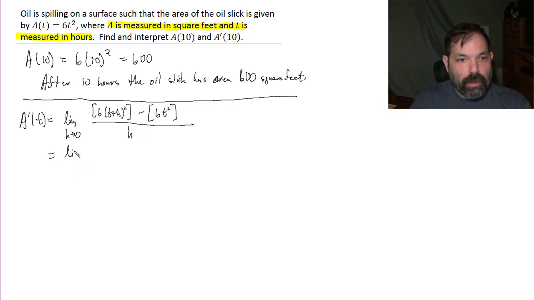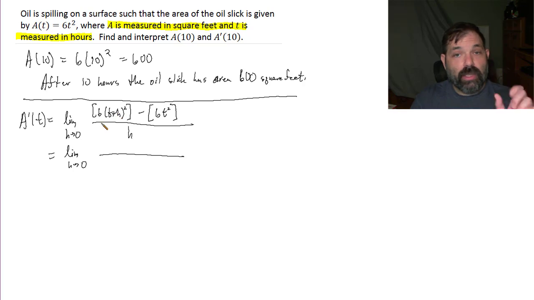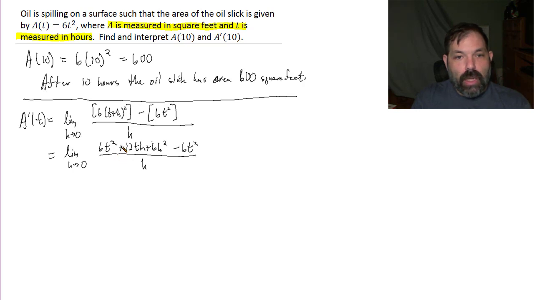Let's expand, distribute. So let's see, that would be (t plus h) squared. That's t squared plus 2th plus h squared, times 6. That's 6t squared plus 12th plus 6h squared, minus 6t squared, divided by h. We see that the 6t squared terms go to 0, right? We have the like terms. Those go to 0. The remaining terms have a factor of h.